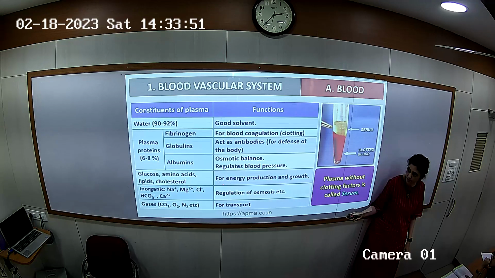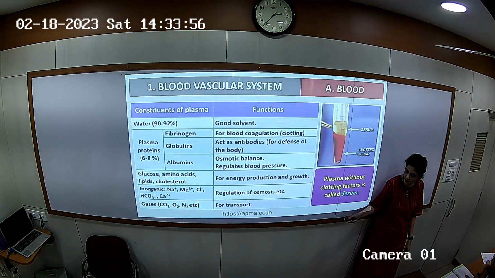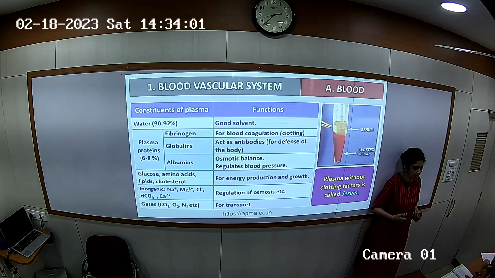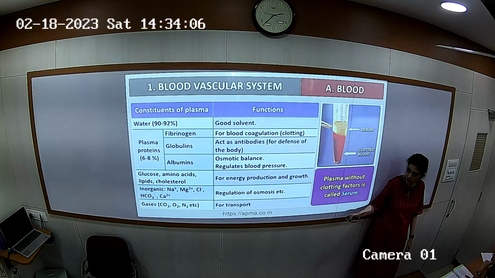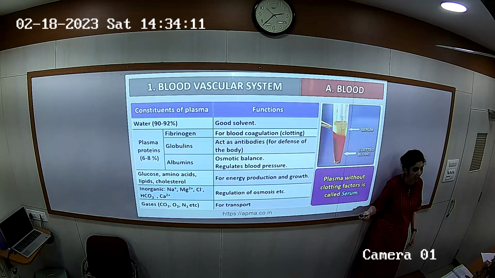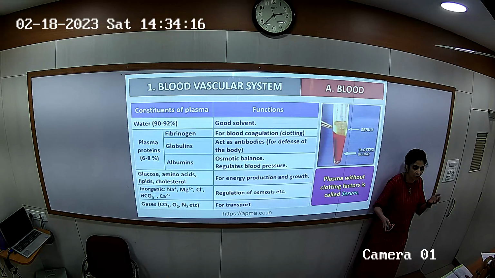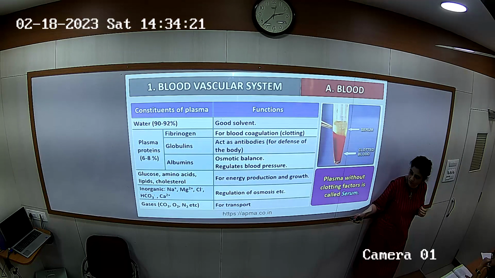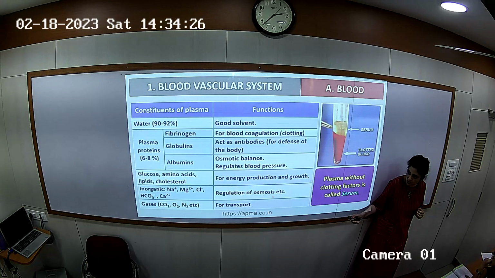So, water, plasma protein, then glucose, amino acids, lipids, cholesterol. From where has this come in the plasma? From the GIT. I'm eating now, so what's the use of eating? It has to go into the plasma. So these are the dissolved nutrients. Same thing, dissolved inorganic ions, again from the food that we eat, and the tissues also create them. What is the use of the glucose and the nutrients? For energy production and growth. Ions, again, for regulation of osmosis.